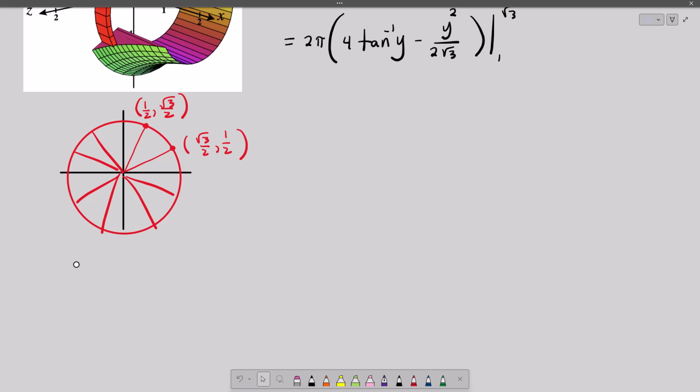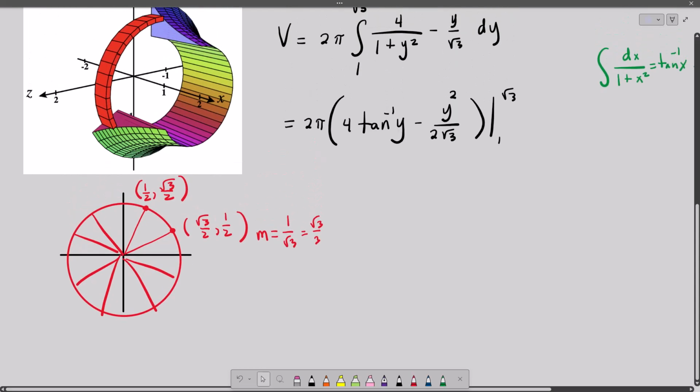1 over root 3, is that what you said? Yeah. Right, so tangent is the y over the x. The denominators would cancel, so you get 1 over root 3, or you could write that as root 3 over 3. Everyone agree? Tangent at pi over 3 would be root 3.